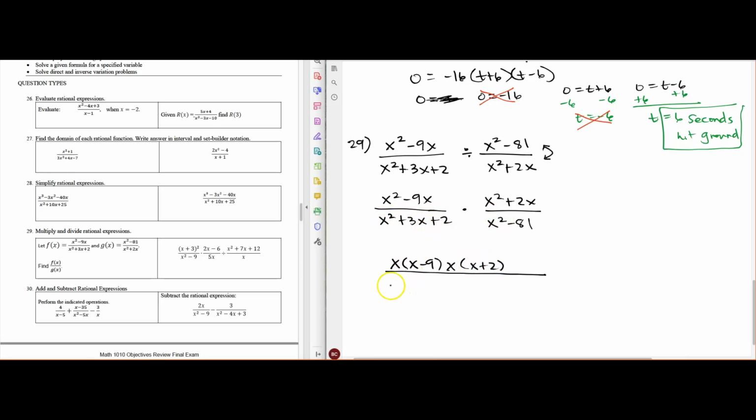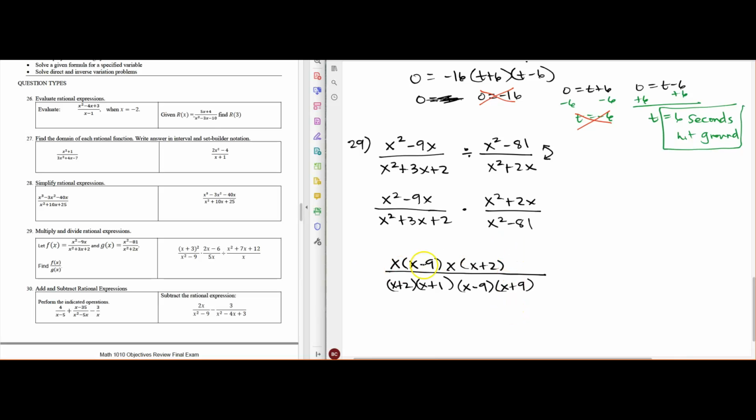On the bottom, this is a trinomial, so I can go straight to the factoring. What multiplies to be 2 and adds to be 3? That's going to be 2 and 1. And then this is a difference of squares, right? That's going to factor to x times x, which is my x squared. What multiplies to be negative 81 and adds to be 0, because there's no x term in the middle? That would have to be negative 9 and positive 9.